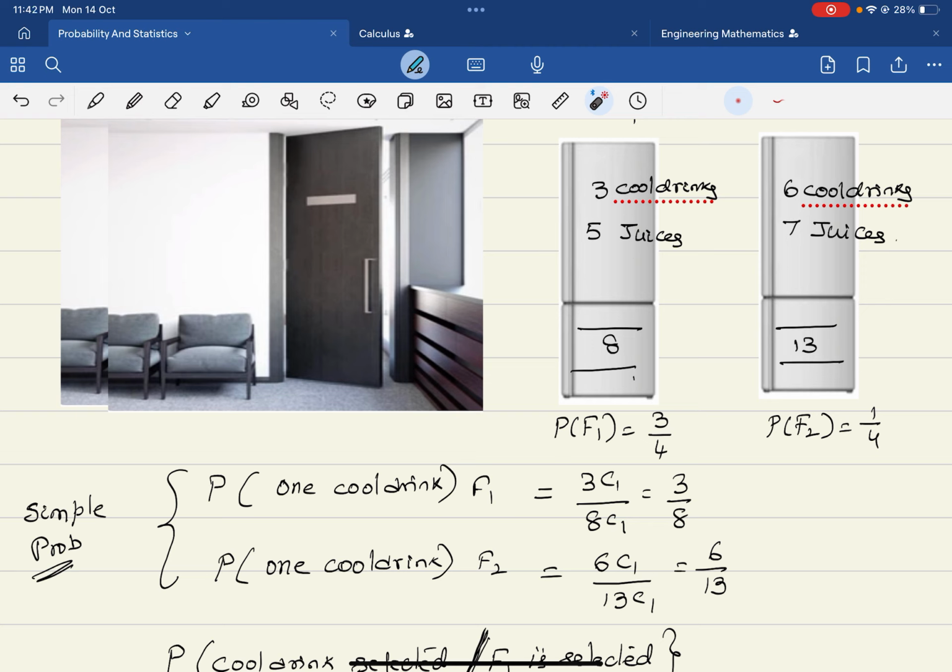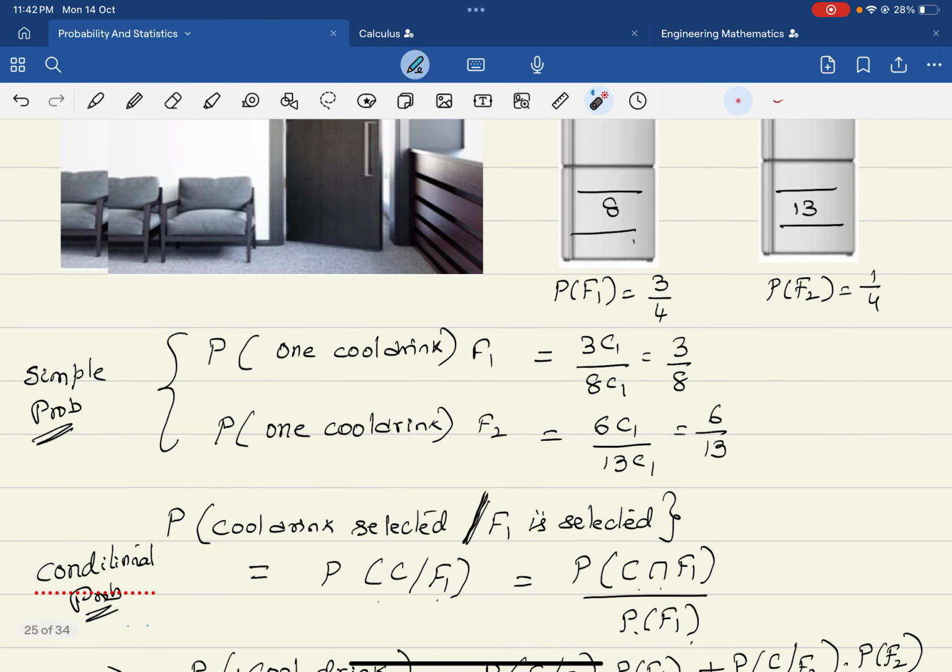Which happened first? F1 happened first, the selection of fridge 1, and then you are selecting the cool drink. So this is the notation we use: the probability of cool drink selected given that F1 is selected. Now, this is called conditional probability. This condition has been given.